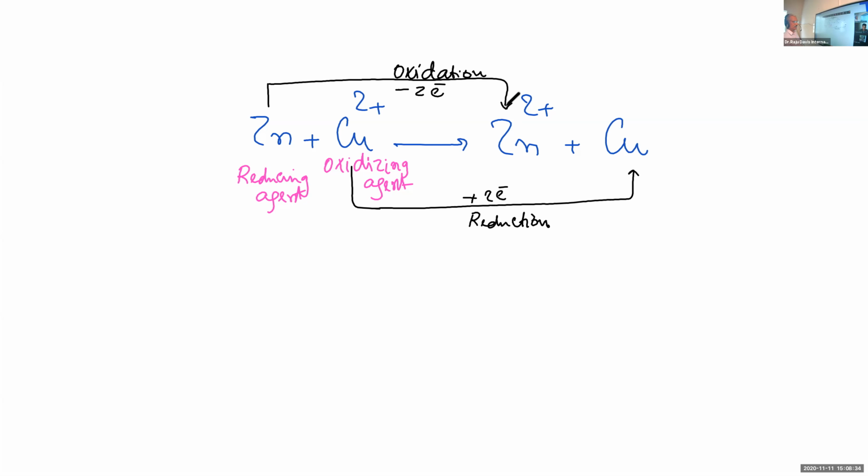We have to see another concept, and it is the oxidation number concept. Oxidation number concept of oxidation and reduction, or redox reaction. So, explain oxidation and reduction in terms of oxidation number. First of all, we must know what is meant by oxidation number. What is oxidation number?